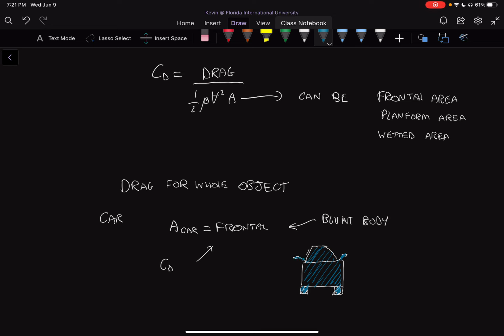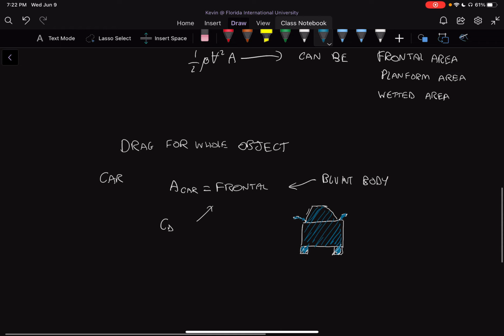Okay, not just the area that first touches the wind. So the car front is what we're going to use for the area characteristic. And then we're going to be able to compare different models of cars with their CD based on their area and based on their drag. Okay, so it's going to be a very interesting tool that we can use.